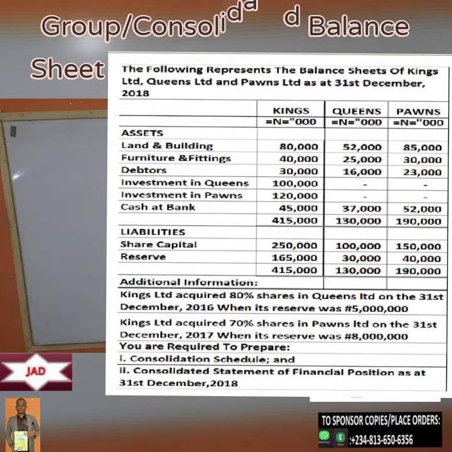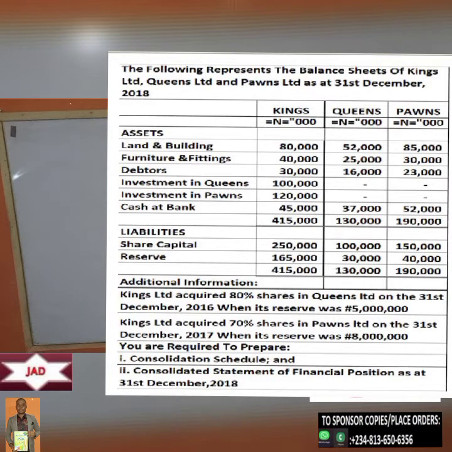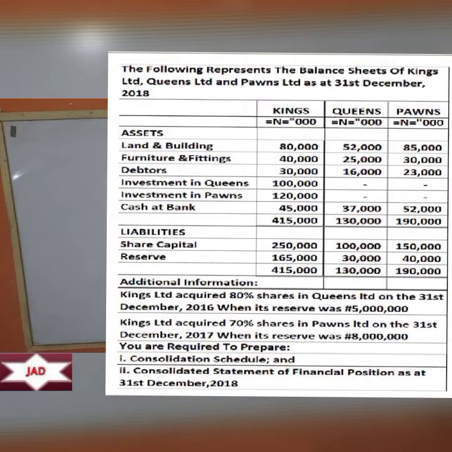We have Kings, we have Queens, we have Ponds. These are the assets and these are the liabilities. You can see them there: land and building, furniture, debtors, investment in Queens, investment in Ponds, cash at bank, then the share capital and reserve.